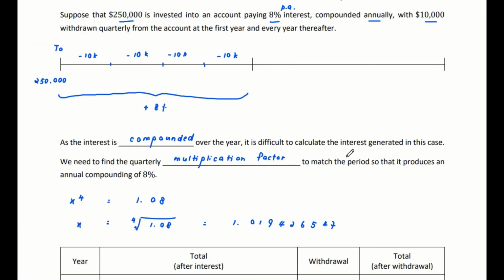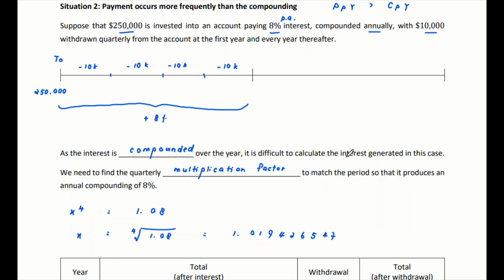the withdrawal here is not a one-off 40,000. Because if you do a one-off 40,000, then a one-off 8%, your CPY and PPY would all equal 1. But if your PPY is now 4 times, that means the interest you are getting compared to the 1.08 will actually be lesser, because the amount of money in your bank is actually reducing throughout the year also.